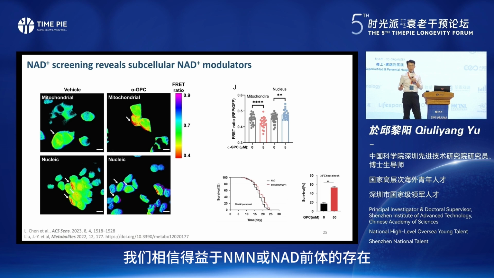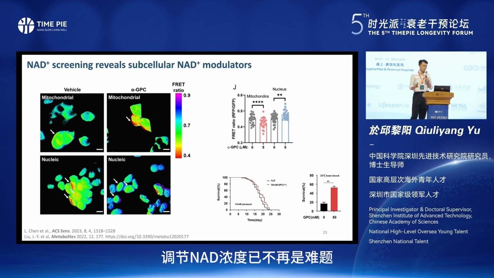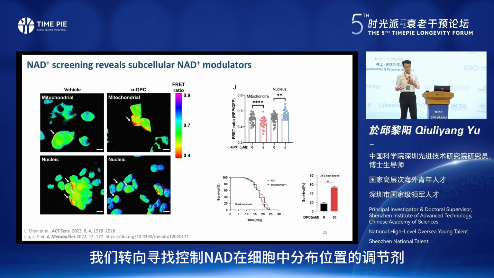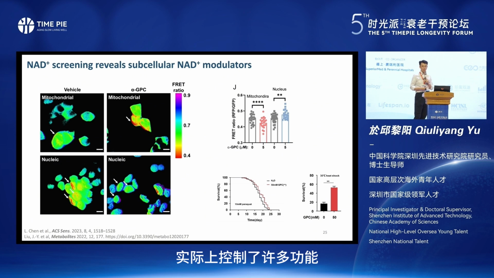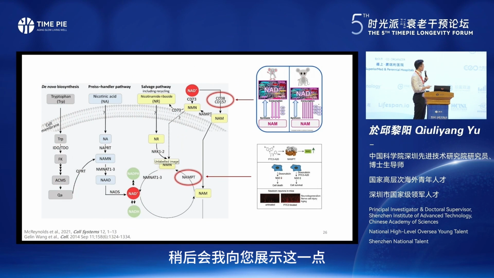So what we believe is that, thanks to the availability of NMN or NAD precursors, tuning the NAD absolute concentration is no longer a challenge. So we shifted to finding modulators that can dictate where the NAD goes in the cells, because we believe that their location in subcellular compartments actually controls many of the functions. And that's one of the stories that I will show you later.